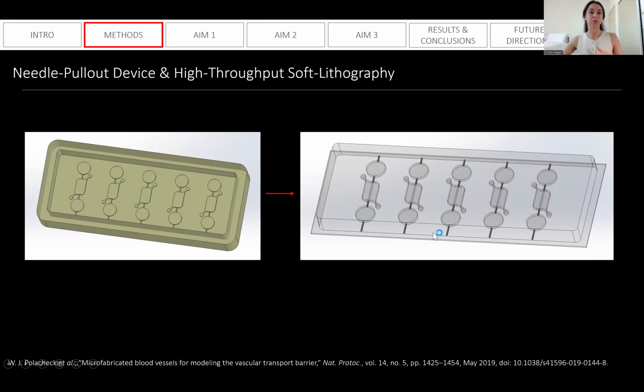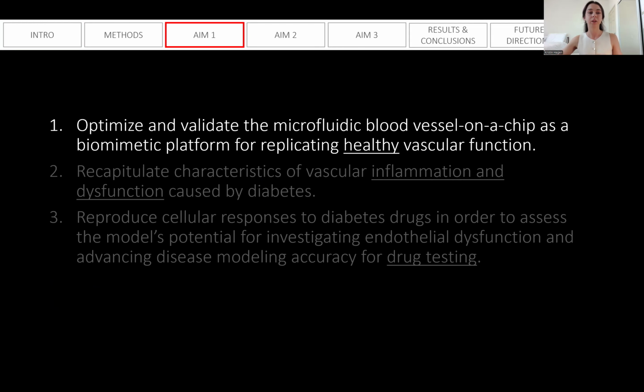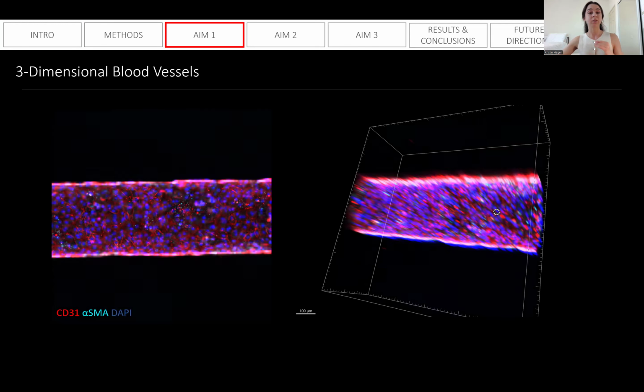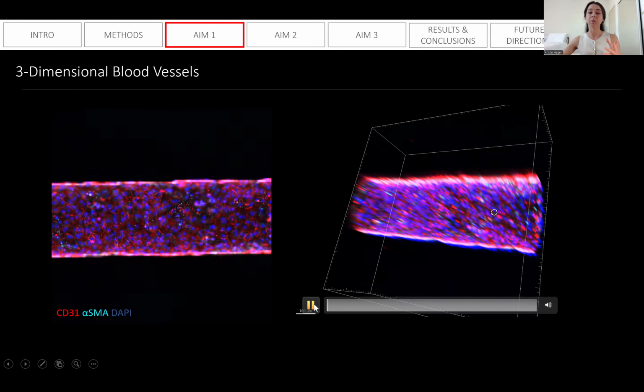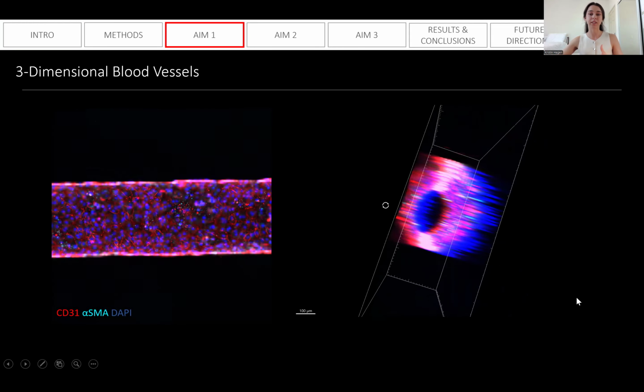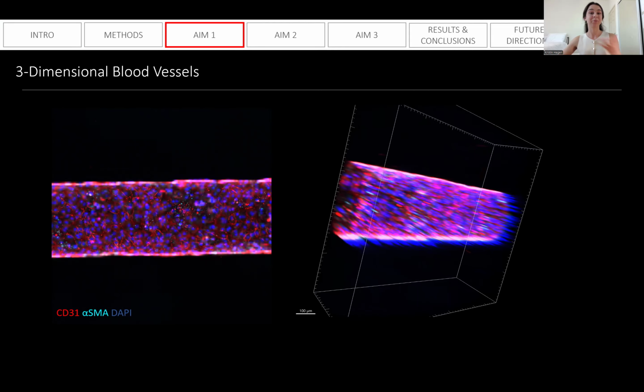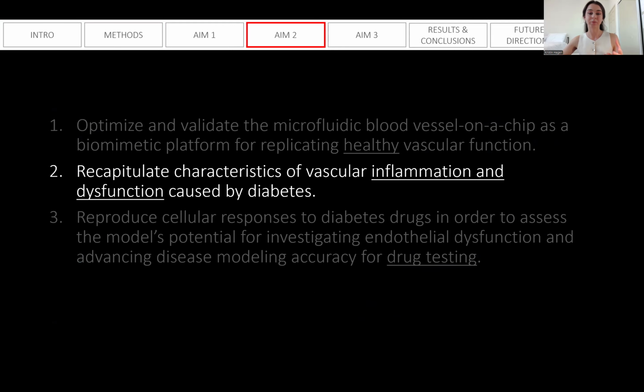This is the model that we use to cast our devices. In here, we can seed a collagen hydrogel scaffold and seed cells in the channel. The first aim of the project is to optimize and validate the microfluidic blood vessel on a chip as a platform for replicating healthy vascular function. We seeded endothelial cells into the channel, and we added shear stress to replicate what you would see in the body, and we're left with this three-dimensional channel.